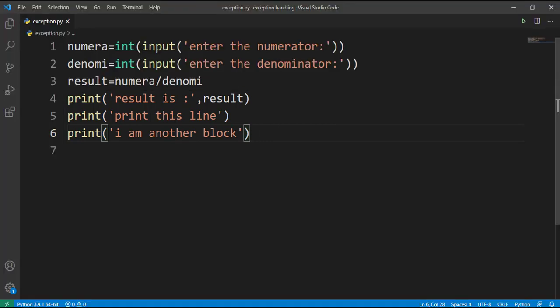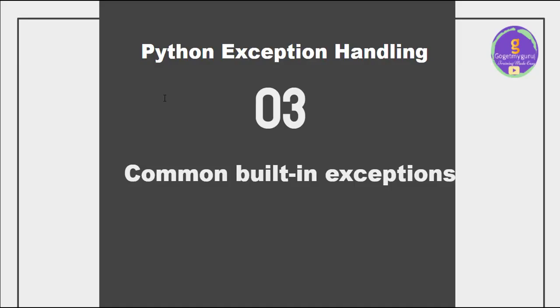So to handle such situations, exception handling comes into picture. You cannot stop the execution of the program if any exception is raised. So we need to continue the flow of that particular program. Let's move on to our next topic, that is common built-in exceptions.